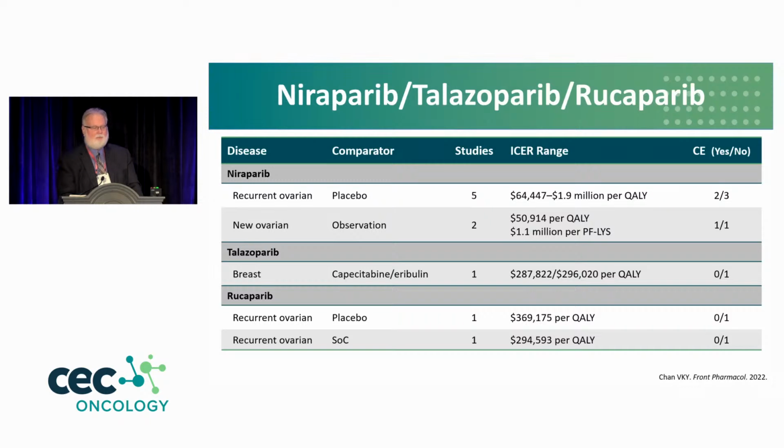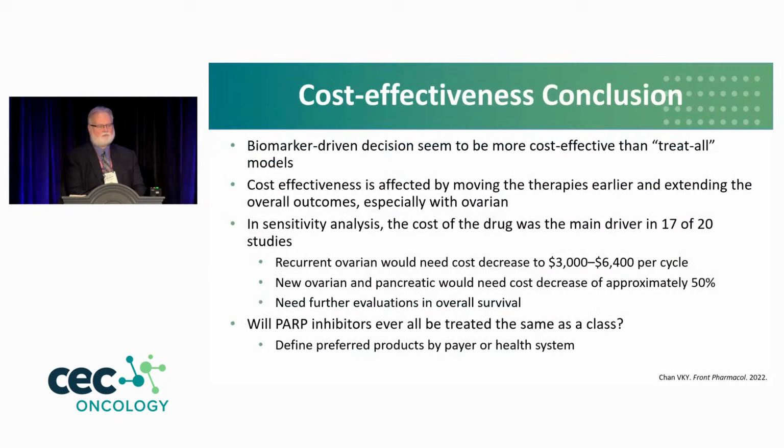In niraparib and recurrent, again, it's about a 50-50 split. But notice that the high range is $1.9 million per quality adjusted life year, which no one would ever consider cost effective. And the same thing in the new ovarian cancer. Yet there are studies that show that it's less than 100,000. So I think what we're going to need from all of this is more data to suggest whether cost effectiveness is actually part of the equation as we're using these drugs.